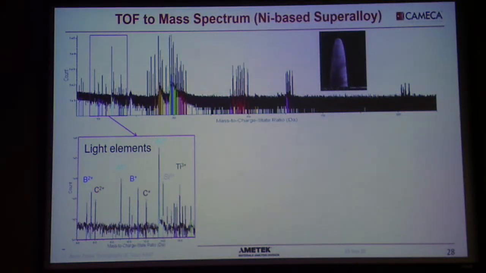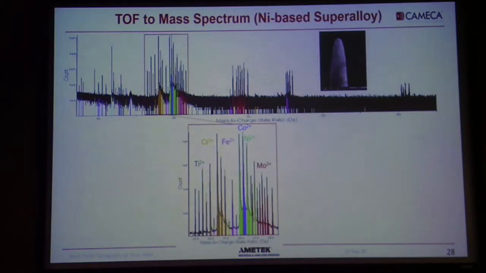Elements like boron or carbon with a plus 2 charge and so on, or whether you go higher in mass-to-charge state ratio, we can separate all the peaks here easily. You'll notice, for example, the nickel plus plus and the molybdenum plus plus plus are very close to each other. This is not even a third of a Dalton, okay? And we can separate that without any problem.